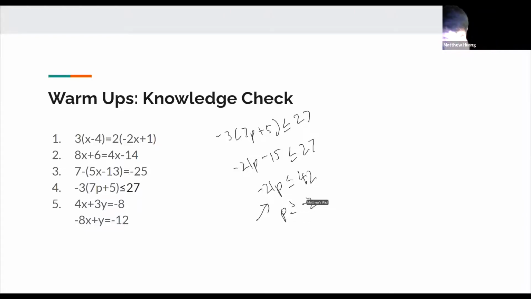And this is where some of you guys may or may not have messed up again. This is when we divide, just keep in mind when we divide or multiply by a negative number that we need to be careful and switch the sign over. So if it's less than or equal to, we turn it into greater than or equal to, like in this problem right here. Were there any questions for this one?